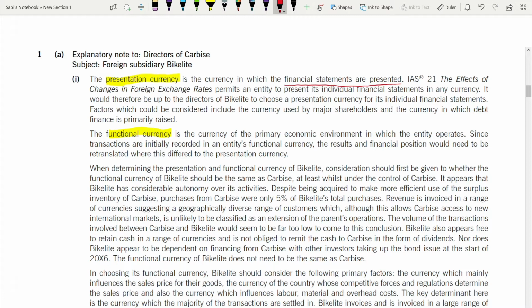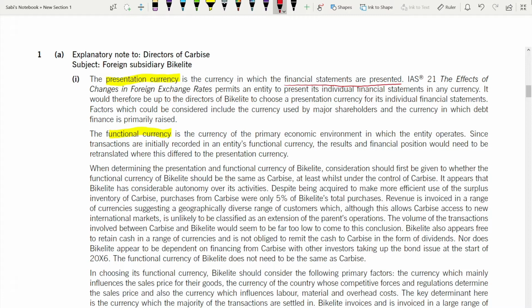So it would therefore be up to the directors of Bikelight to choose a presentation currency for its individual financial statements. Now, do you see how you're linking? IAS 21, one line, they have given the principle: any currency you can present. Next, for Bikelight, it is up to their directors which currency they want to present their financial statements in.